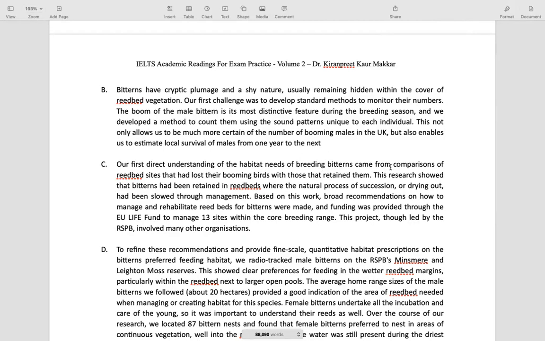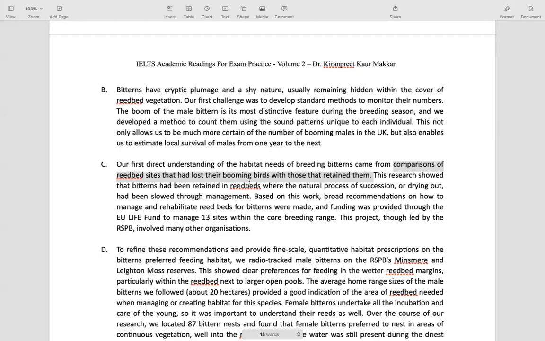And this understanding comes from what? Read this and tell me. They compared what? Comparison of different sites, sites that have lost their booming birds with those that retain them. Okay. So what's the comparison between? Habitat sites that have lost their booming birds with those that retained them. Yes. So they're comparing two types of sites.